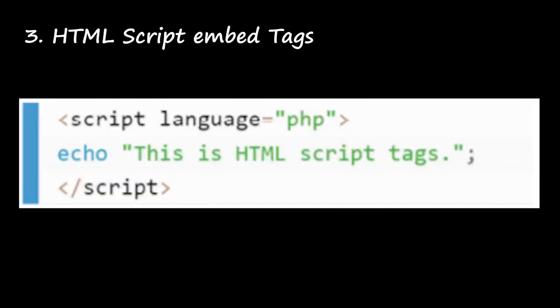Okay, HTML script embedded tags. HTML script embedded tags look just like the HTML script tags. Okay, in HTML we have seen some tags, right? Script means script language is equal to JavaScript. We have learned that in the last year, right?